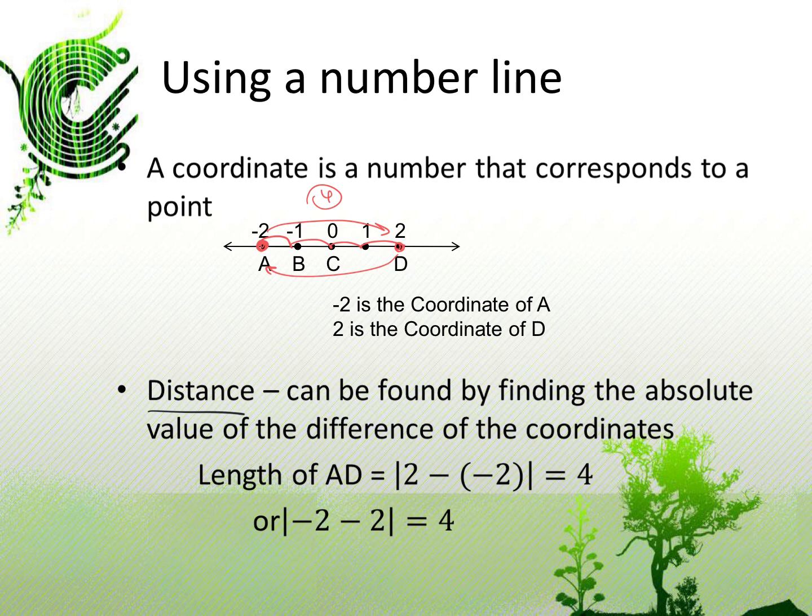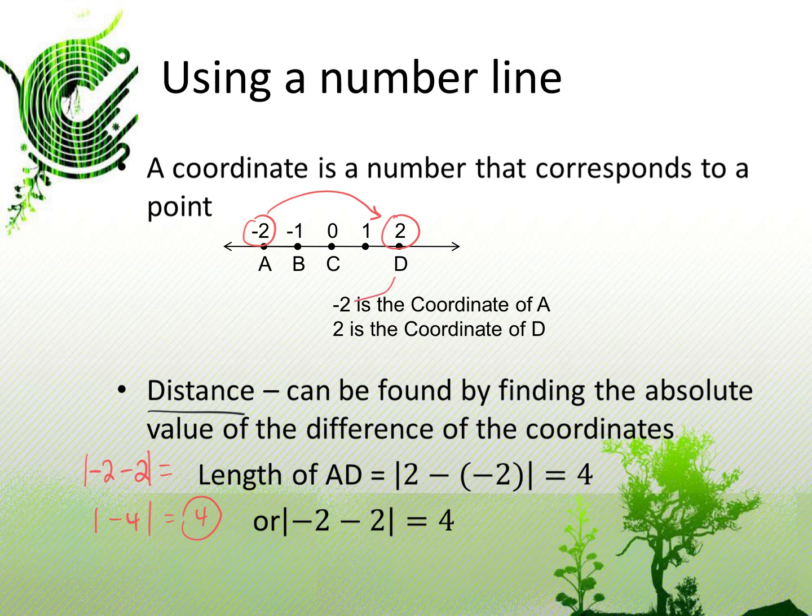Now, mathematically, I can also calculate the distance between A and D. What I would do is subtract one from the other. So let's say I go the distance from A to D. Point A is at -2, and I'm going to subtract where point D is at, 2. So -2 minus 2, and I'm going to take the absolute value of that difference. The difference is -4, and the absolute value of -4 is 4. So I can mathematically figure out the distance from A to D by doing subtraction.